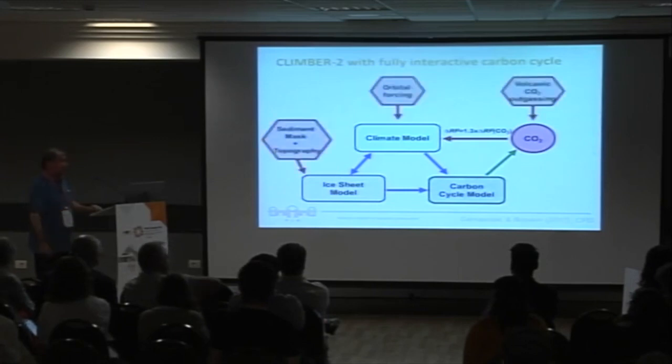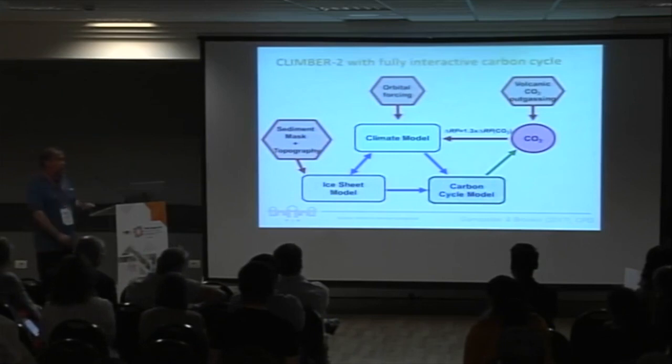So we have actually three forcings. One is the real one: orbital forcing, which, as I said already, we know accurately. But we also need volcanic outgassing, which is really important on the longer time scale, and the sediment mask and topography. This I would not name a forcing; it's like a boundary condition. The only forcing is orbital forcing.